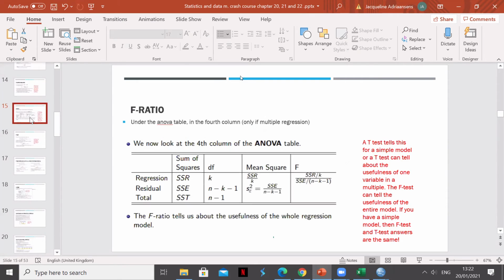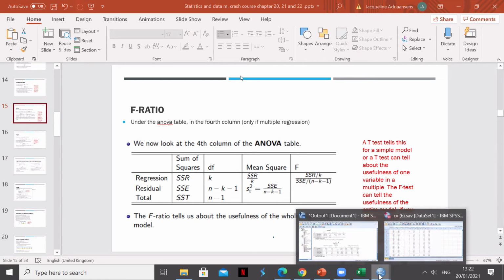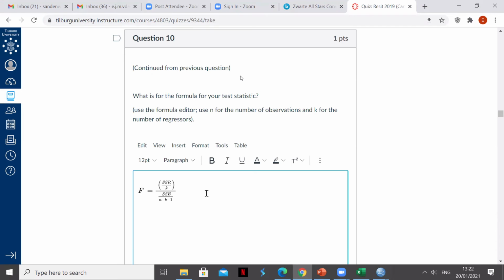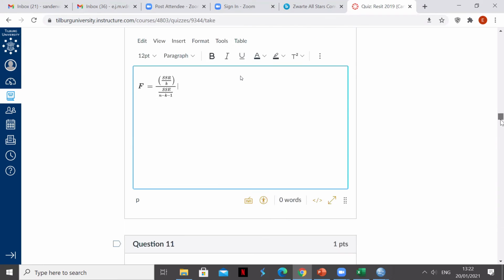So I think it is, yeah, this is your F. This is SSR divided by k over SSE. But you guys really, really need to know those. I mean, for me, it's so long ago and I didn't really learn for this anymore, and I still know it. So you guys definitely can easily learn it. It's only a few formulas.